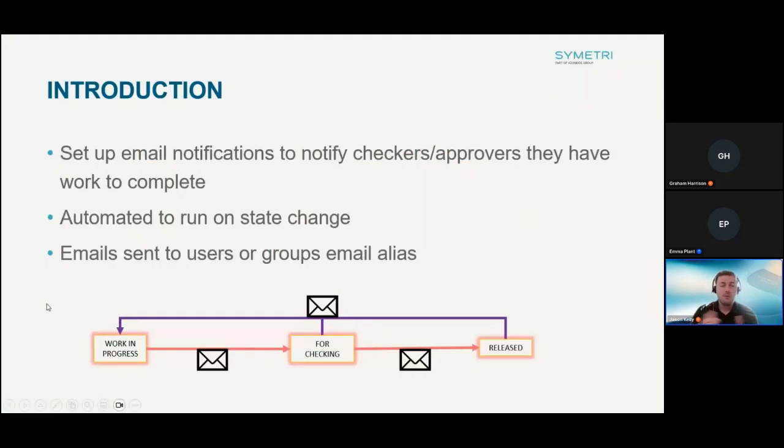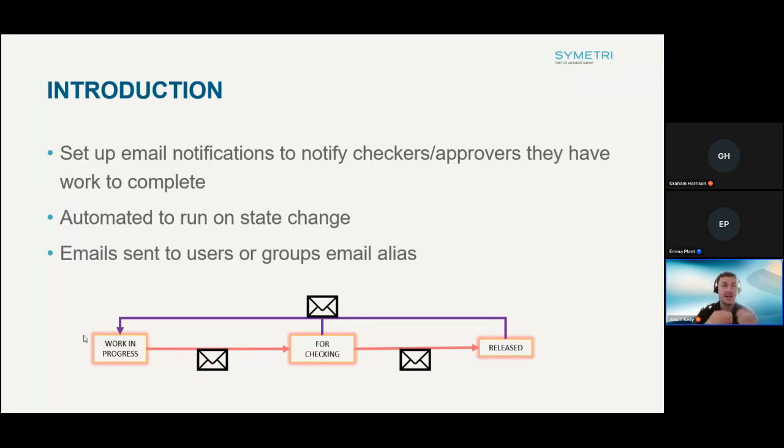So let's have a look into it then. For the lifecycle email notifications, what I've given you up on screen here is just a core lifecycle. So just a simple work in progress to check to released process. What you might be looking to do is, when moving from work in progress to check, normally you'd have to manually let the checker know that they have work that's available to them for checking.